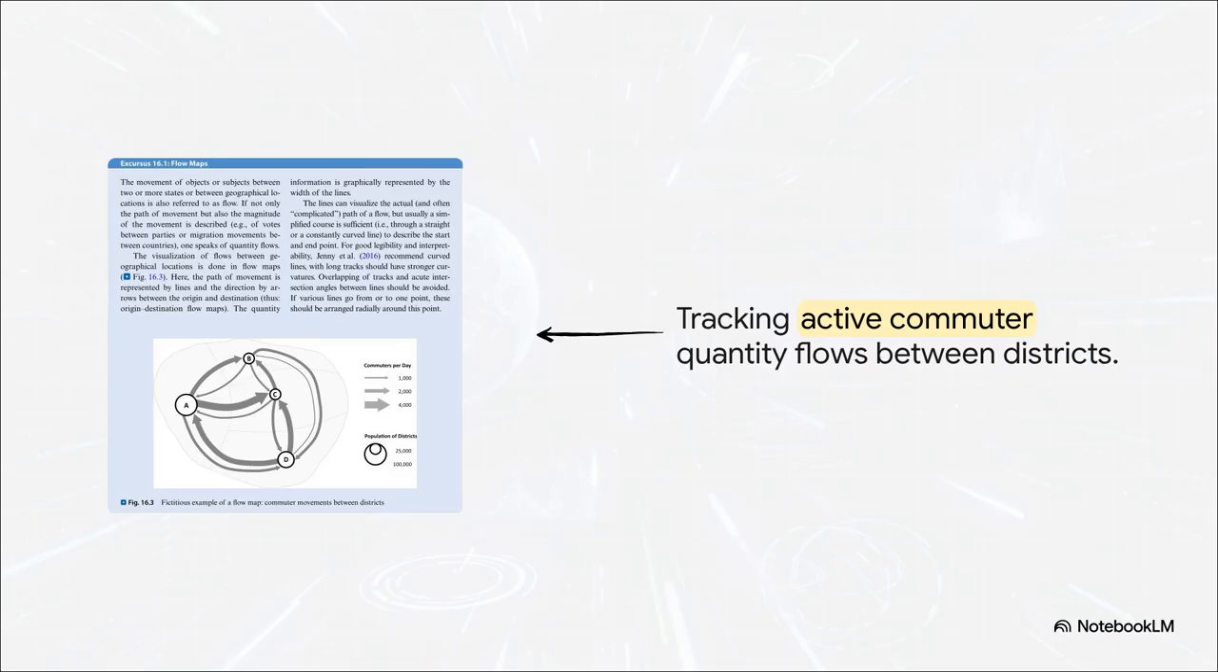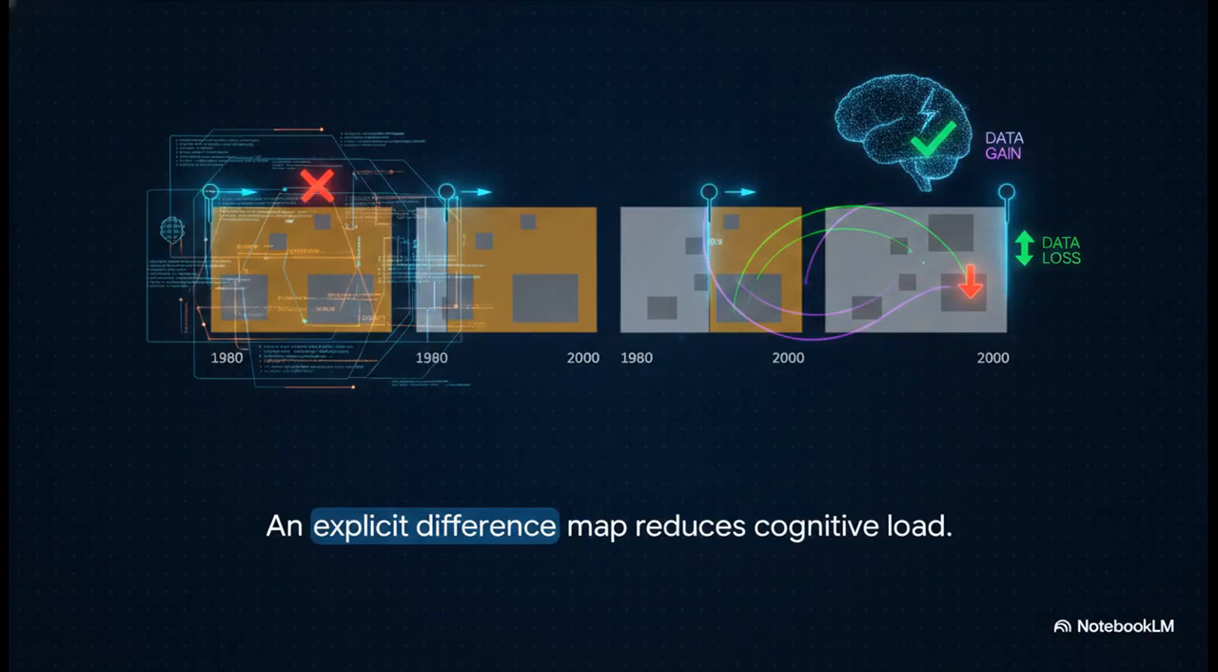The origins and destinations are obvious, sure, but look at the thickness of those curved lines. They are precisely calculating and visualizing the exact quantity of daily commuter flows between these districts. You instantly know where the heaviest traffic burdens are, literally without having to read a single spreadsheet. Now, what if things aren't physically moving, but they're simply changing right there in place?